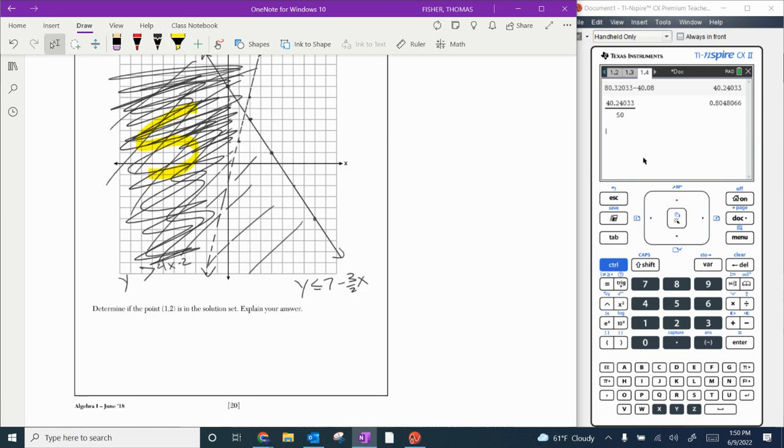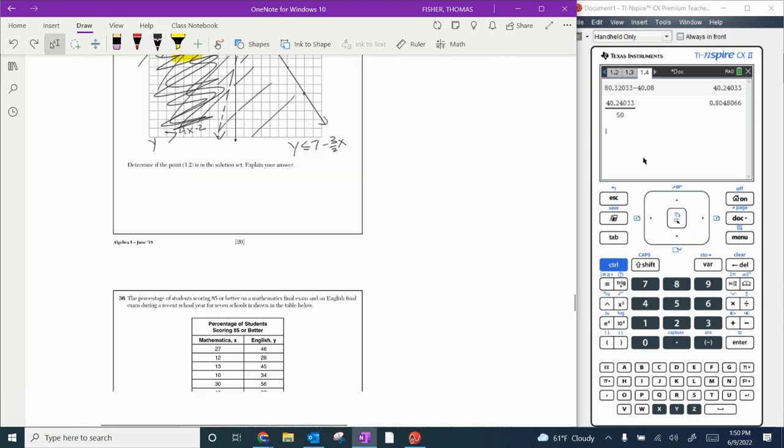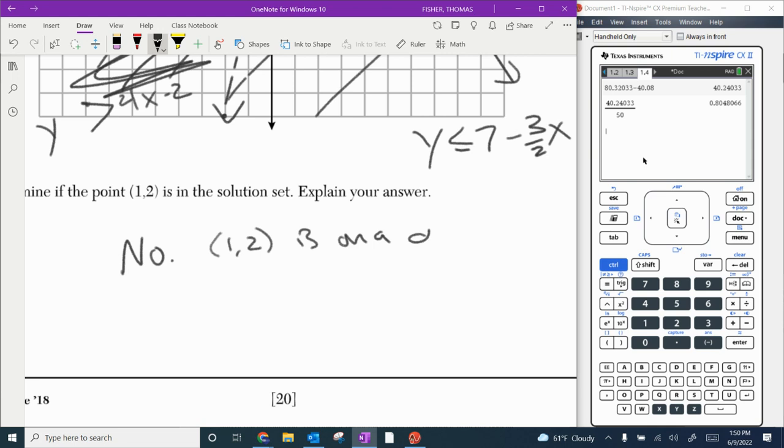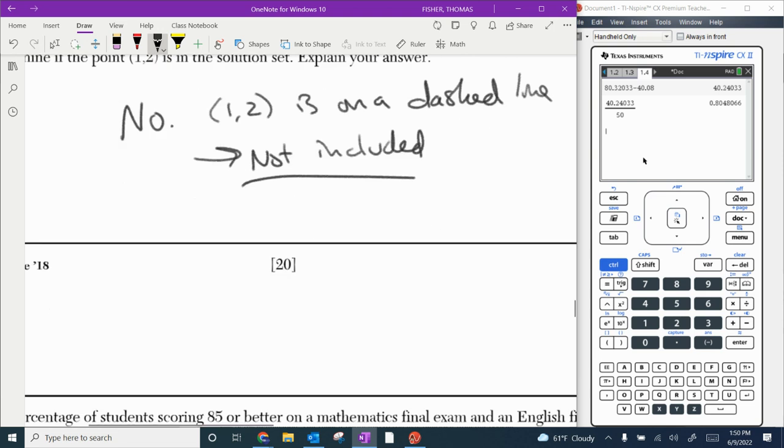Determine if it's a point in the solution set. So let's find 1, 2. 1, 2 is right here. 1, 2 is on the boundary of a dashed line, which makes it not in the solution set. So this would be no, because 1, 2 is on a dashed line, which is not included, not in the solution set.